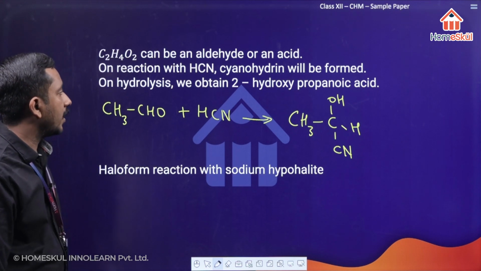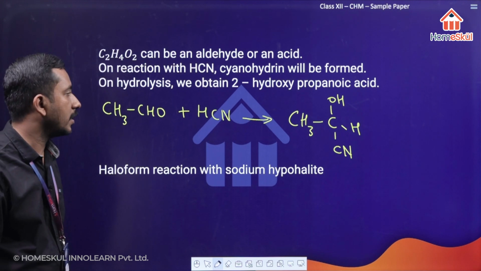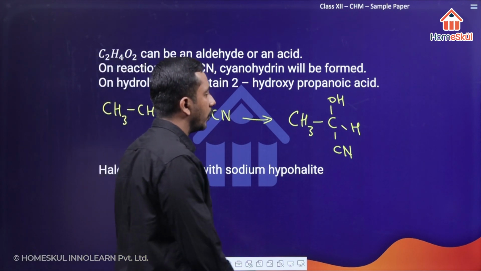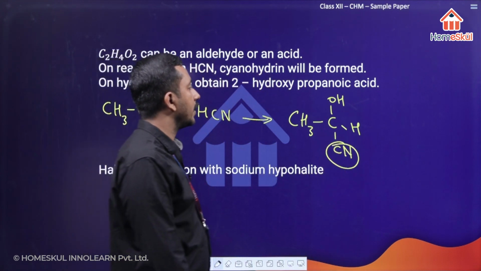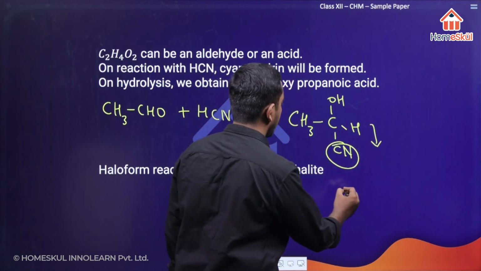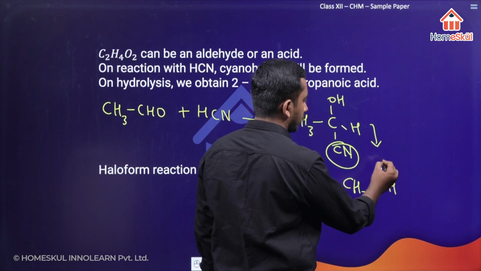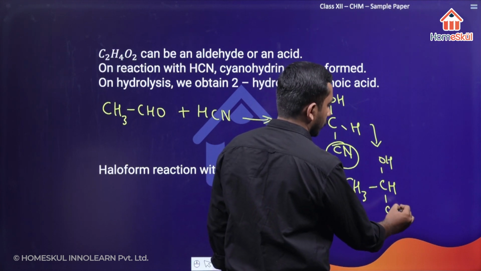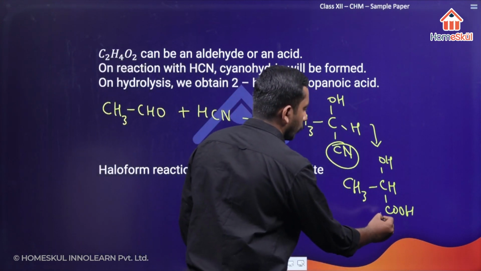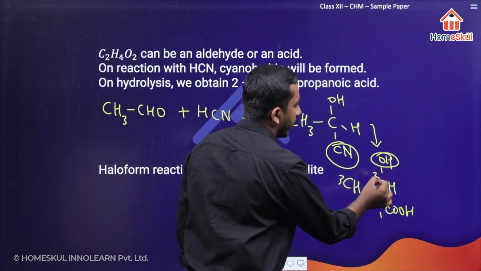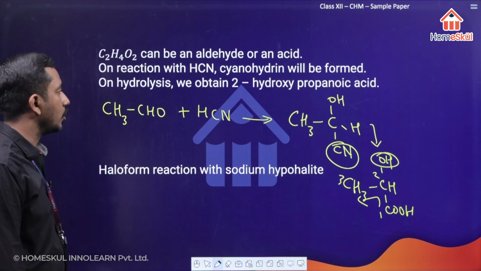In the next step, the hydrolysis, we will obtain 2-hydroxypropanoic acid. That means the CN group present here is going to get converted into a carboxylic acid group, and the product that we obtain will be CH3 CH OH COOH. Carbons 1, 2 and 3: we have 2-hydroxypropanoic acid obtained as the final product. So this is the reaction that is going on here.